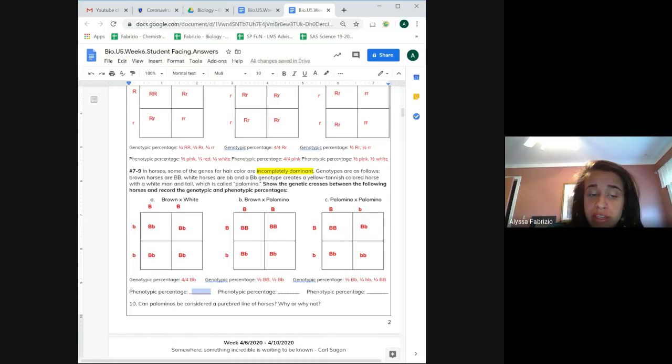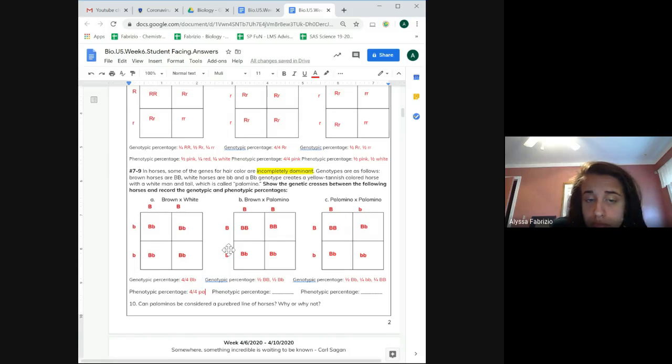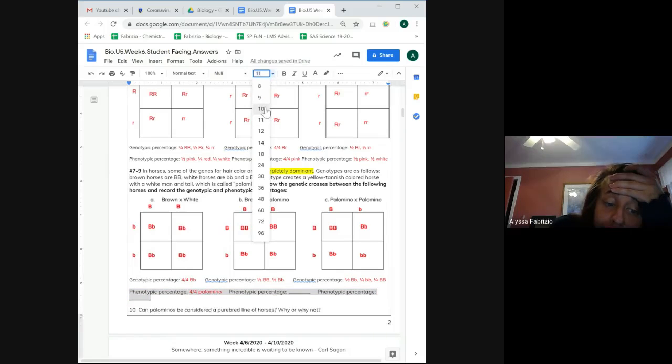Meaning, what color are they? We're talking about A right here. Oh, so they're going to be palomino. Palomino, very good. That's how you spell it. Exactly, they're going to be 100% palomino.